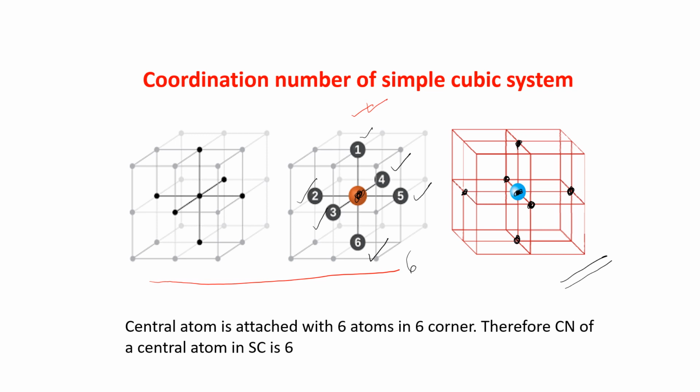Can you understand, children? This middle one, the central one, is attached with 6 atoms in 6 different corners of a cube. So the coordination number of this central atom is 6. So in simple cubic system, the central atom is attached with 6 atoms in 6 corners. Therefore, the coordination number of a central atom in simple cubic system is 6.